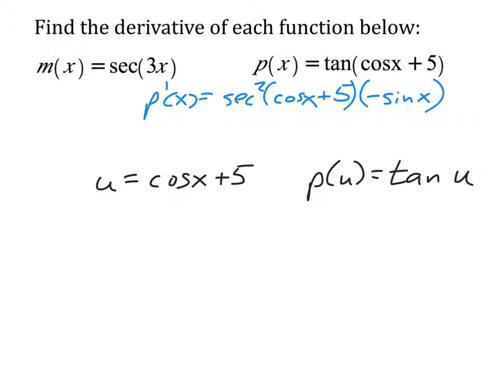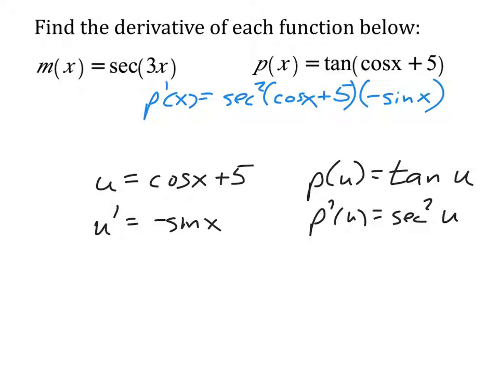And so if I were using this technique, and again, you don't have to use it, but I want you to be aware of it, and a few of you might actually like it, I would find the derivative of each of those two functions. So u prime would be the negative sine of x, and p prime of u would be the derivative of tangent, which again is secant squared, but it's of u. I don't have to worry about keeping track of that whole cosine of x plus 5 thing sitting in there.